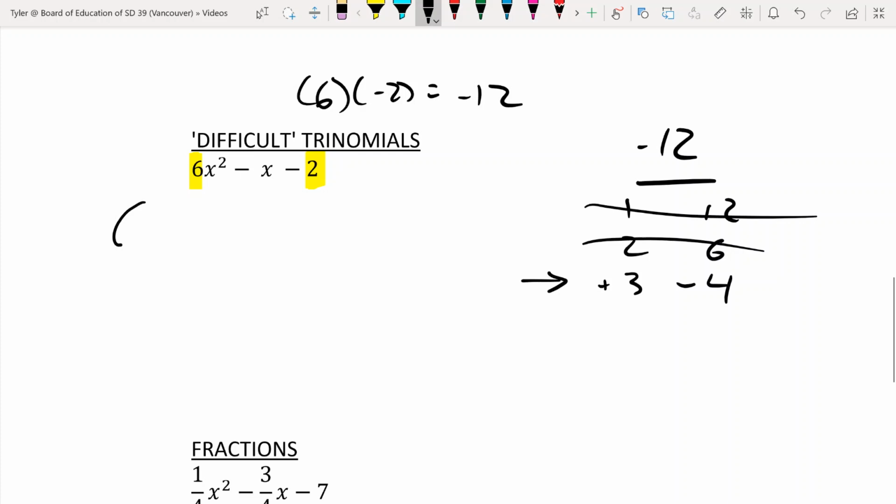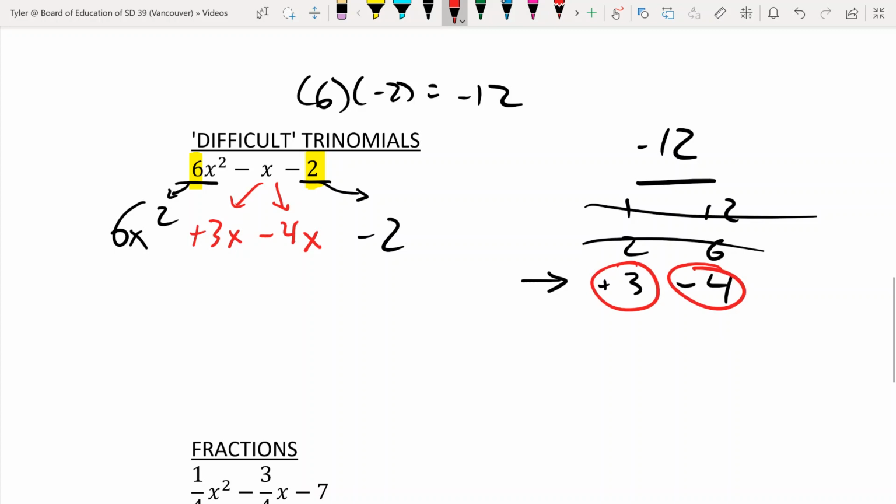What we're going to do is rewrite the question. The first term and the last term are going to stay the same. The middle term, we're actually going to split into two pieces. It's going to be plus 3x minus 4x. We took these two numbers and put them here as their coefficients, and the idea is that if you did 3x minus 4x, it gives you that -x.